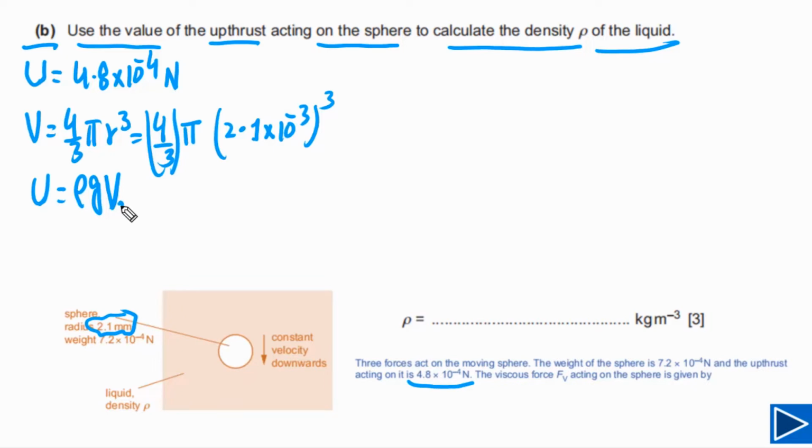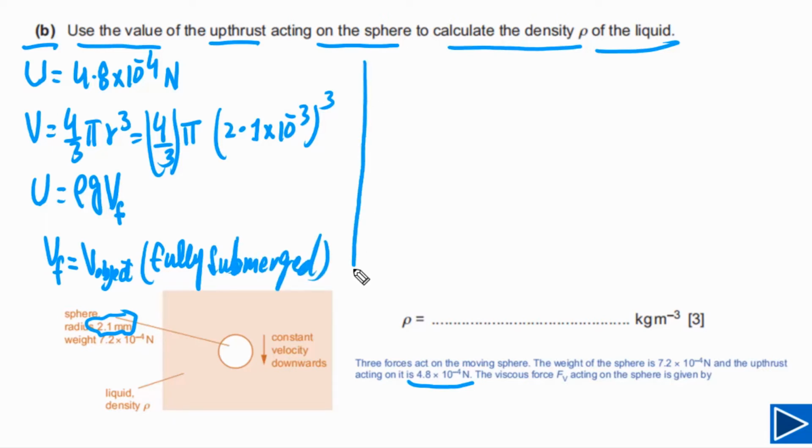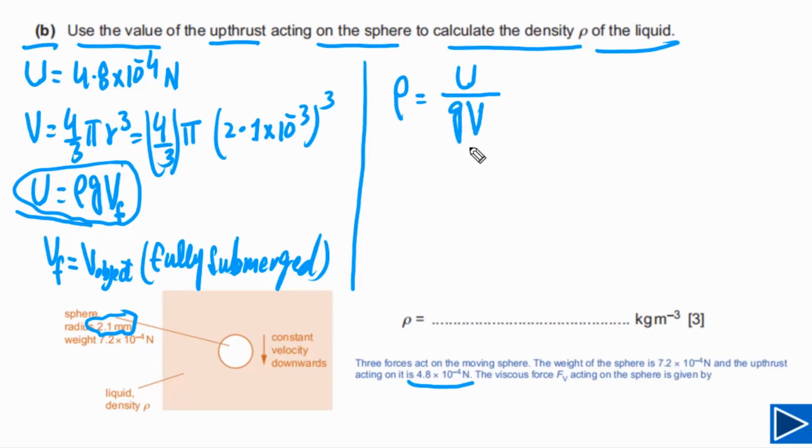But in this case, our object is fully submerged. It means the volume of fluid displaced is equal to the volume of the object. Why? Because the object is fully submerged. Now simply we need to use the formula and we can find the value of density. If we rearrange this equation, we can simply write down density of fluid is equal to upthrust divided by g times volume of object.